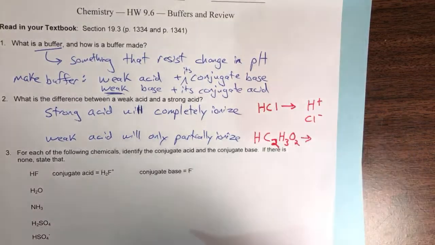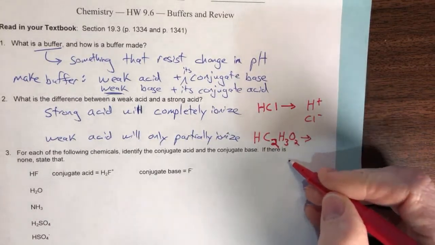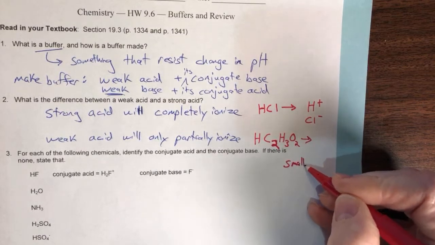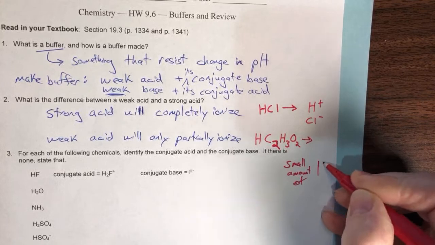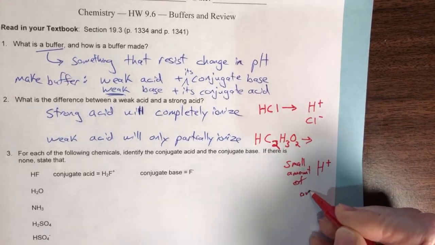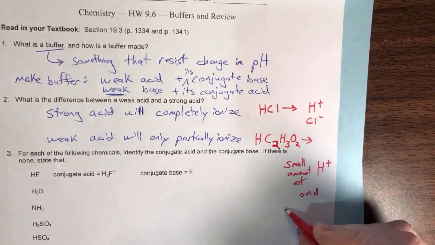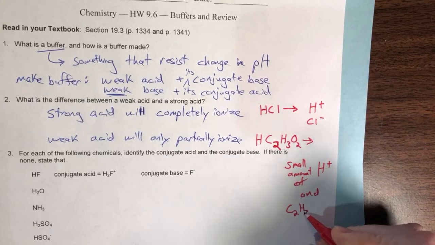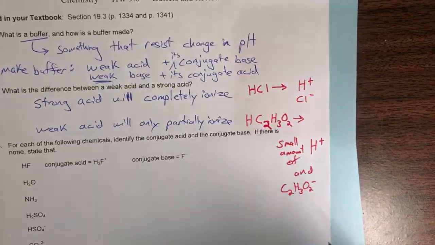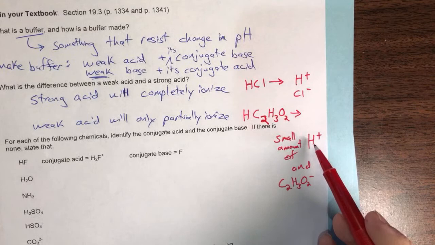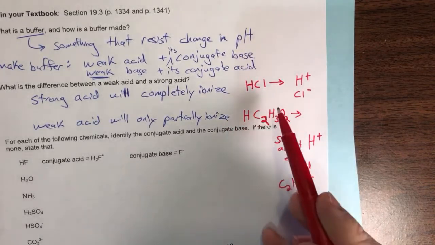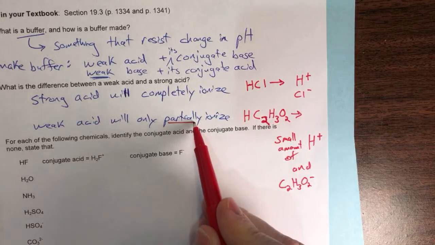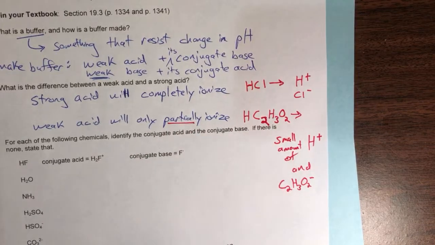So you're going to have a very small amount of this H plus and C2H3O2 minus. Only a small amount. Most of that is going to be in the form of the original acid. It's only going to partially ionize. That's what a weak acid is.